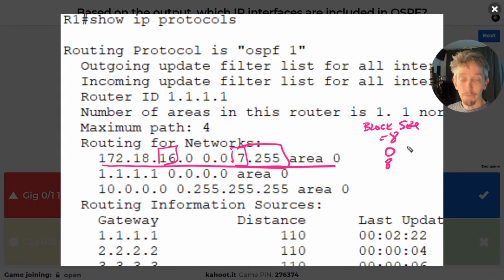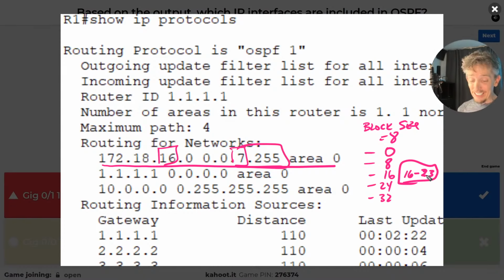0, 8 plus 8 more is 16, plus 8 more is 24, plus 8 more is 32. Do that longhand, do it shorthand, whatever. But these are our networks. So subnet 0, subnet 8, subnet 16, subnet 24. This is subnet 16. So the range for that third octet is going to be somewhere from 16 to 23.